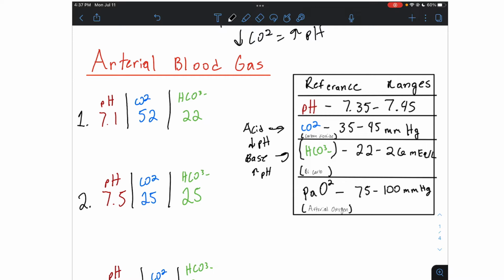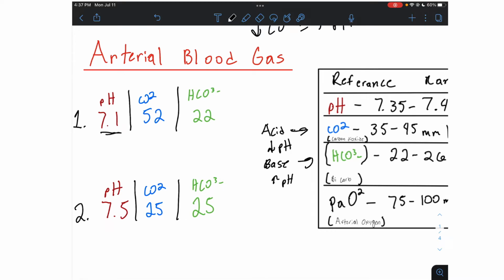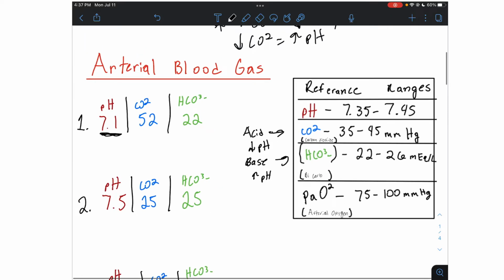So the first thing I do to understand these is I look at the pH. The pH tells the story. It tells you whether you're acidotic or alkalotic, right? So in this, we know that our reference range for pH is 7.35 to 7.45. So when we see a pH that's low, it is going to be acidotic, okay?